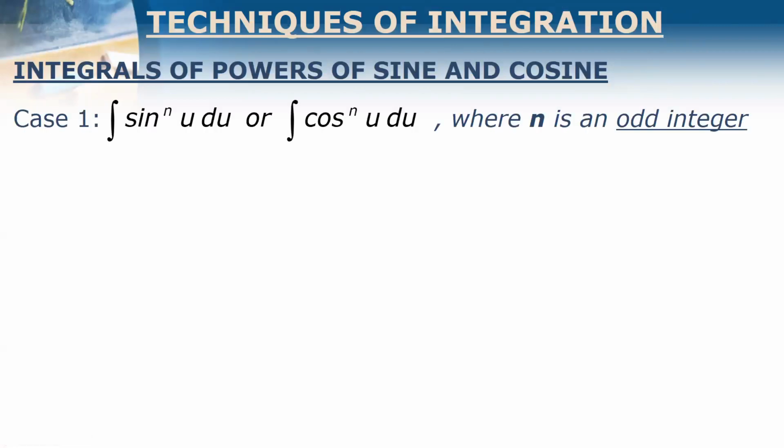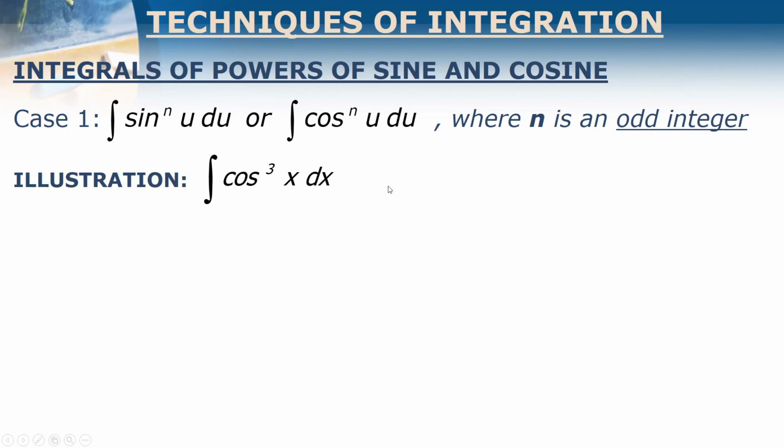Okay. So case 1 is about the integral of sine u du, or integral of sine raised to n u du, or integral of cosine raised to n u du, where n is an odd integer. So it could be 1, 3, 5, and so on. Okay. So how are we going to integrate this form? To illustrate, let's evaluate the integral of cosine x cubed dx.